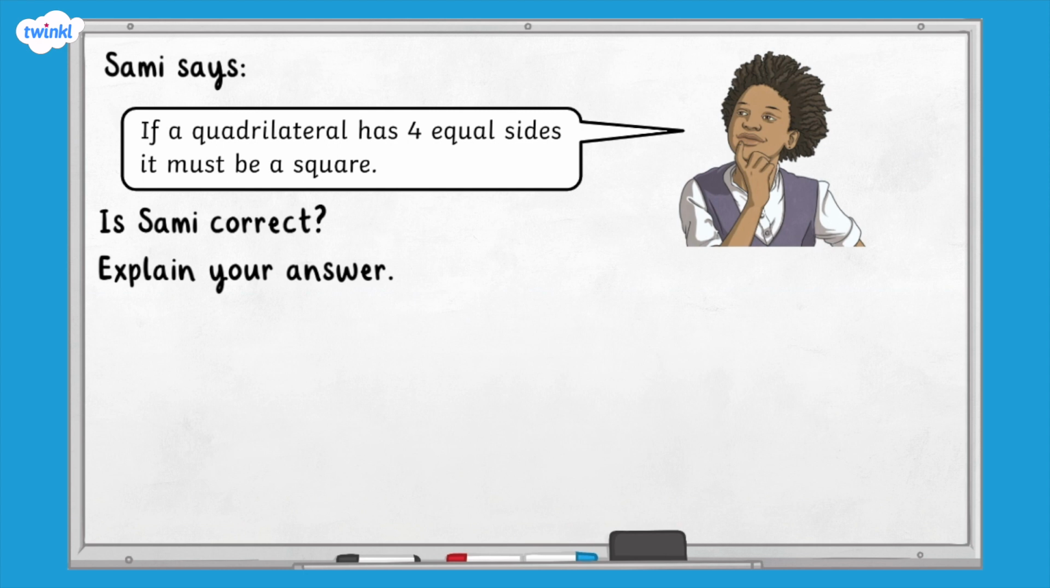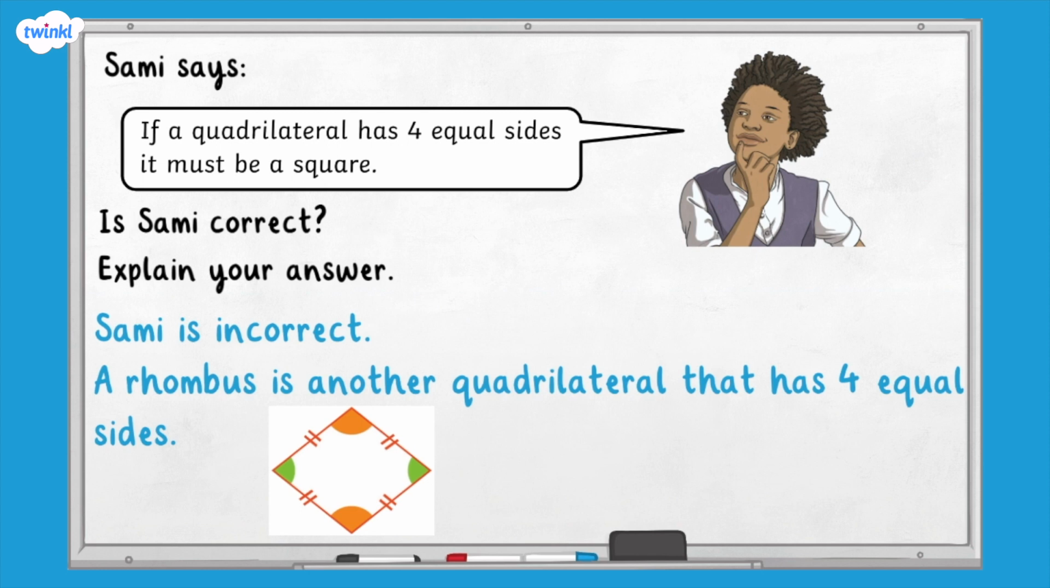That's right, Sammy is not correct. Although a square is a quadrilateral with 4 sides equal in length, it's not the only one. A rhombus is also a quadrilateral with 4 sides equal in length.